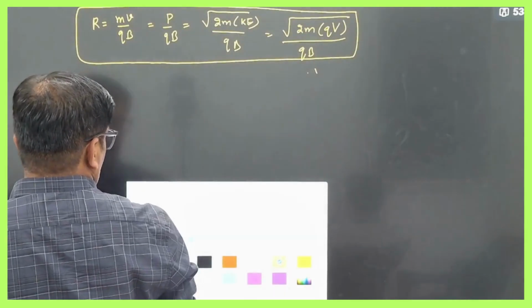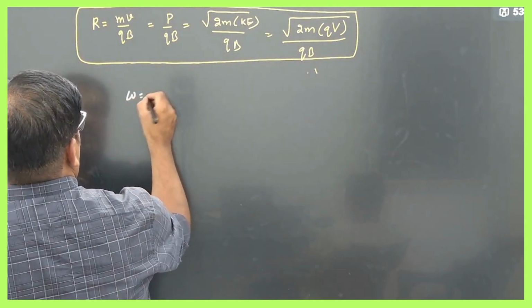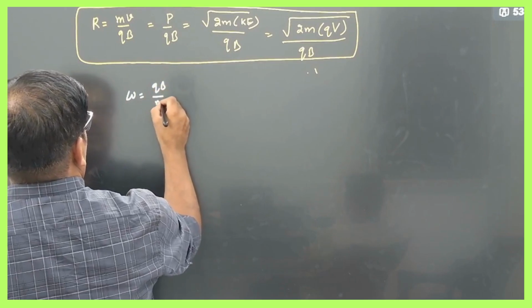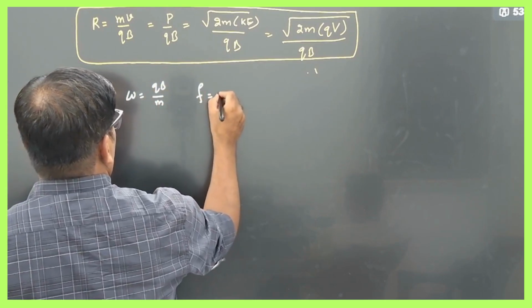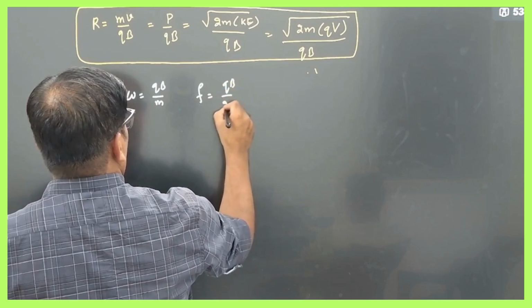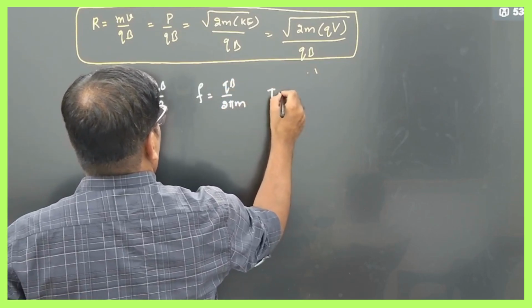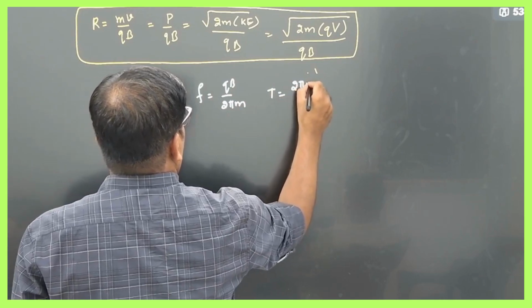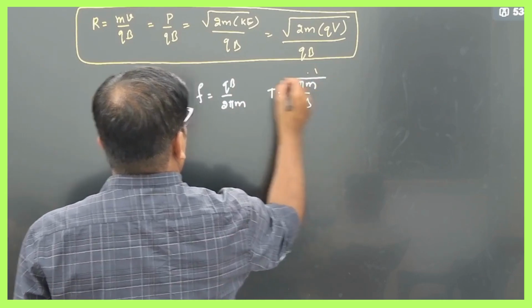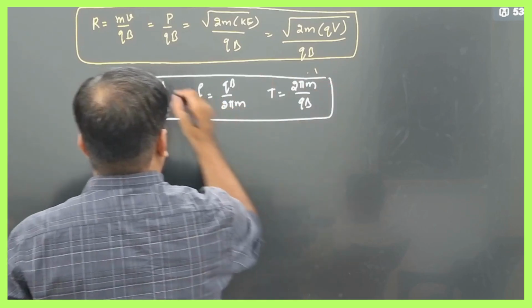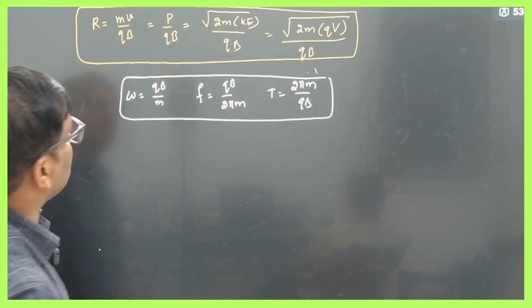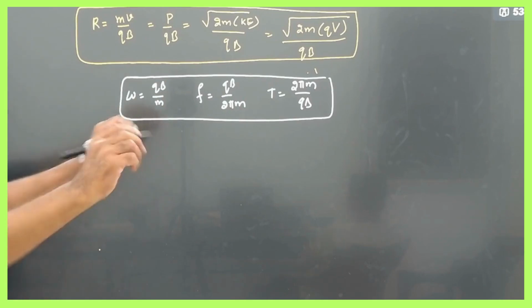Angular velocity we already wrote. Angular velocity is nothing but qB by m. So frequency is equal to qB by 2 pi m, and time period is equal to 2 pi m by qB. Correct? So these are all the formulas we derived. Now we'll do one question.